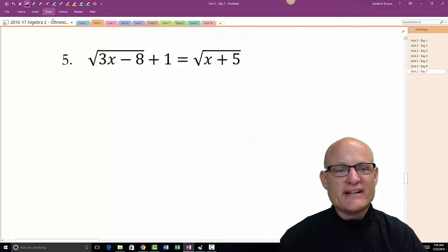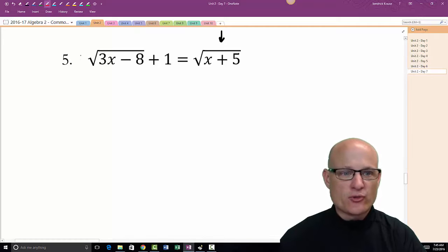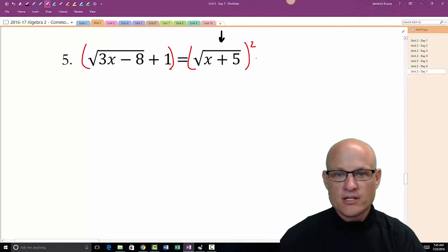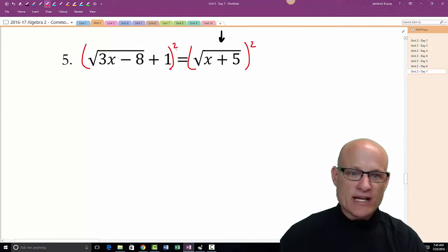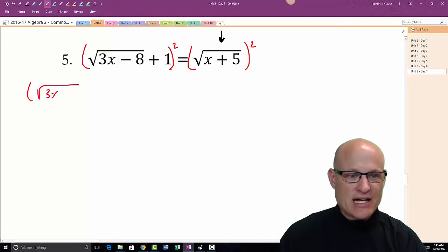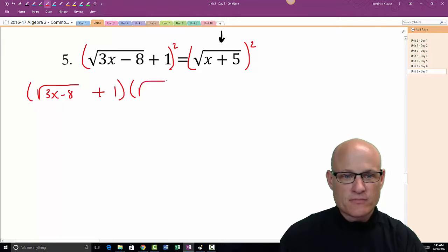All right, rule 1, isolate a radical. There it is. This one's isolated. So I am going to square both sides. Write your steps down. Show your work. Otherwise, you're going to make dumb mistakes. Lots of places to make dumb mistakes on these.